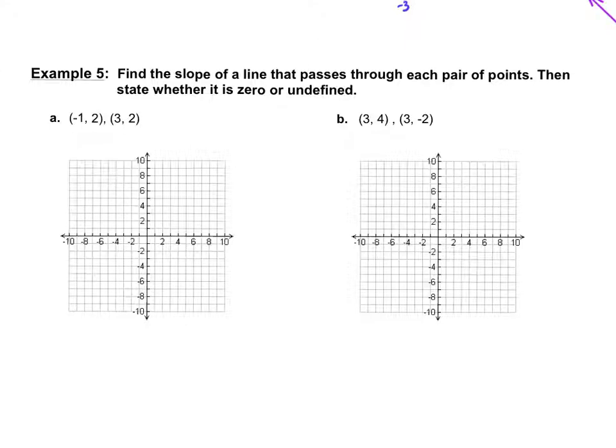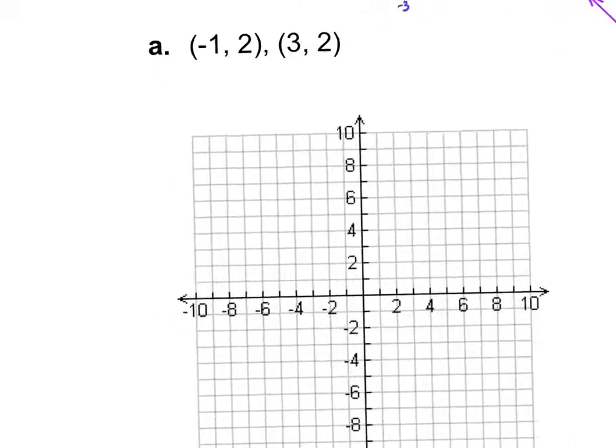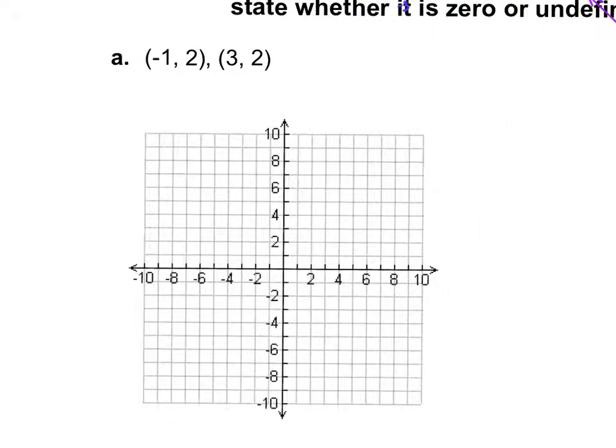All right, find the slope of a line that passes through each pair of points, then state whether it is 0 or undefined. Again, you might be able to look at it and recognize this point is going to 2 on the y-axis. This one is going to 2 on the y-axis. Both of the y's are the same, so that means you cross the y-axis, which means you're horizontal. But if you didn't see it right away, that's okay. You just graph the points. -1, 2, and 3, 2. It's a horizontal line. Therefore, it's a slope of 0.